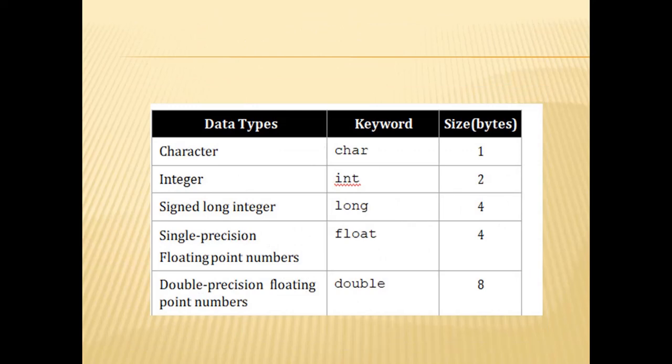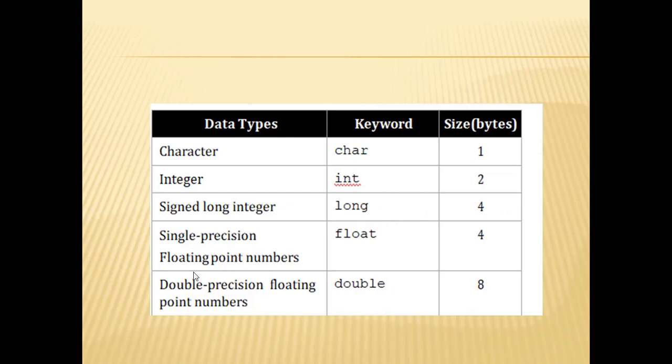Here the data type character is represented as char. This is the keyword for character. The character requires 1 byte of memory to store the character variable. For integer, we use a keyword called int, and it requires 2 bytes of memory to store the integer variable. For the signed long integer, we use the keyword long, and it requires 4 bytes of memory to store the long variable.